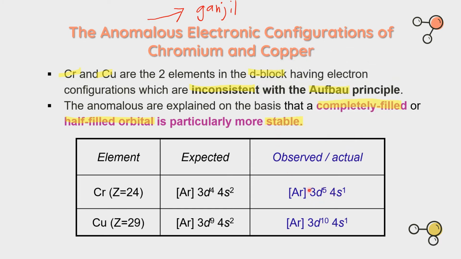In this configuration, you can see that for chromium, the actual configuration has 3d5, which has the stability of a half-filled orbital. A half-filled orbital here is more stable than this one, partially filled. And for copper, it has this 3d10, which is a completely filled orbital. So this orbital also is said to be more stable than the partially filled one in the expected electron configuration.